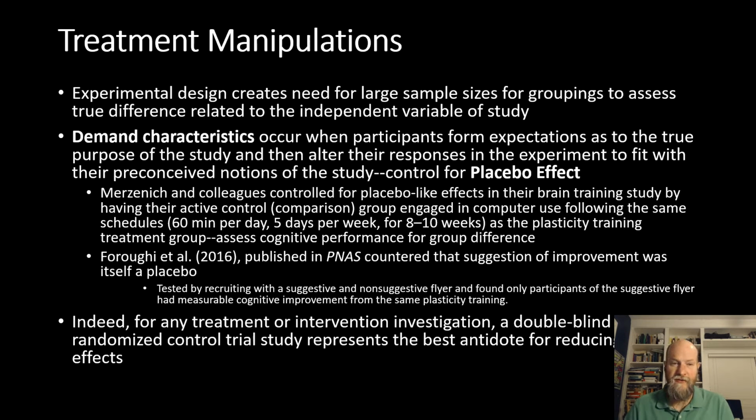So in a double-blind study, people are randomly assigned to a group, and the people that are gathering the outcome data, the dependent variable information, also don't know which group the person was assigned to.